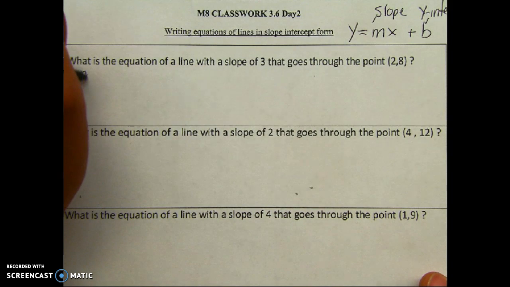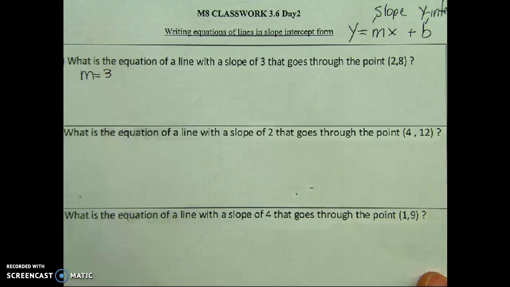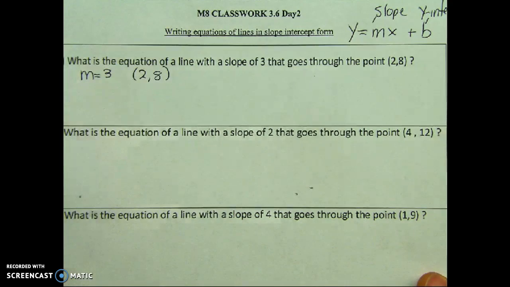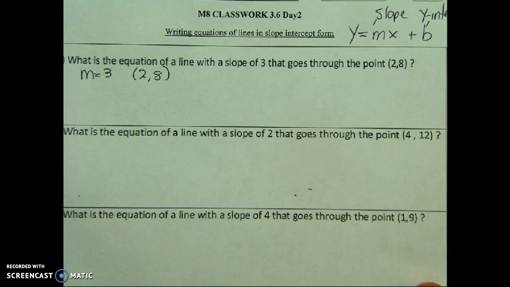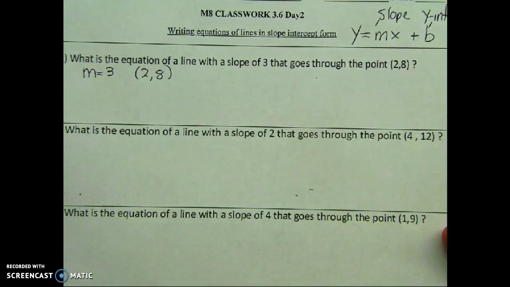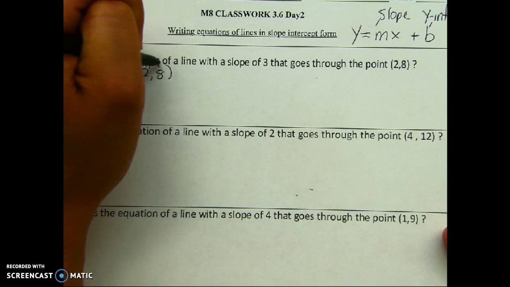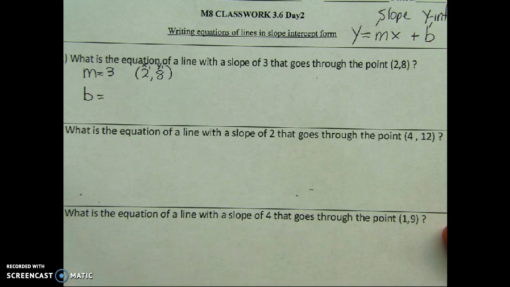So we know our m is 3. And a point that goes through the line is 2, 8. We are going to use this to solve for b. We need a b and an m to write the equation. We're going to label our points x1, y1, or just x and y.